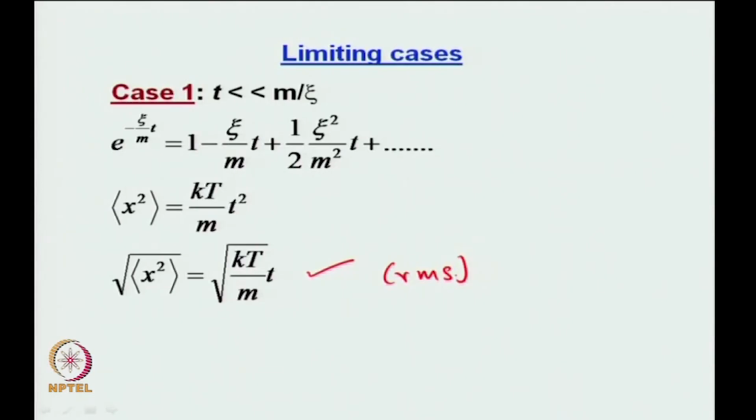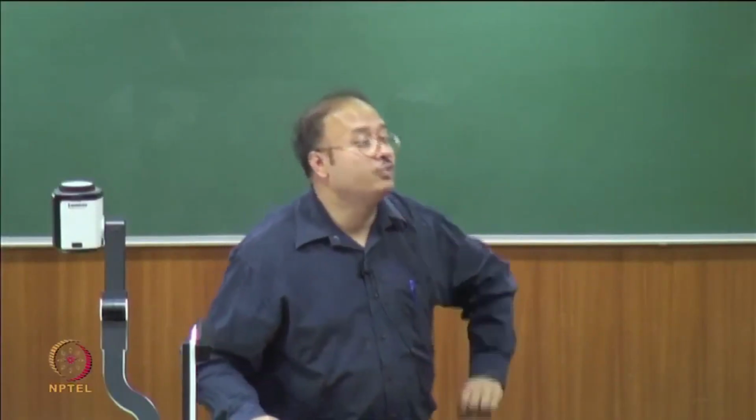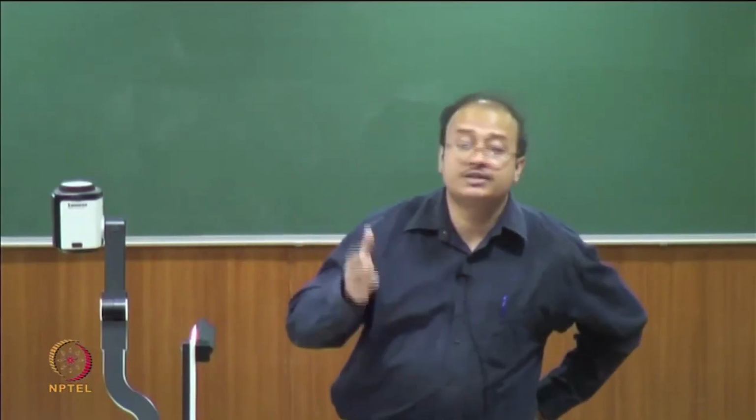See, what does it say? What it says is that kT by m is essentially your speed or velocity, and it is independent of the friction and all these things. That means here the particle is exhibiting free motion. Why? Because the measurement time t is much less than the correlation time.